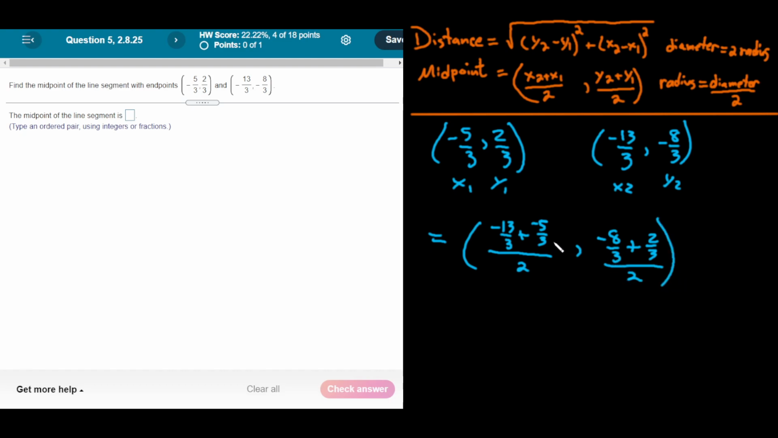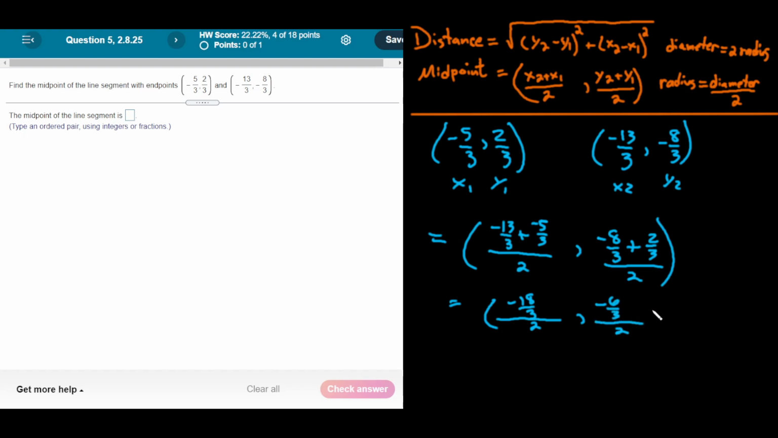So, just step by step, go ahead and solve the numerator first. This is negative 13 over 3 plus negative 5 over 3. Wouldn't that give you a negative 18 over 3 when you add them? Remember, you don't add the denominators, just the numerators. That'll be negative 18 over 3, all over 2, comma. Negative 8 over 3 plus 2 over 3 is negative 6 over 3.